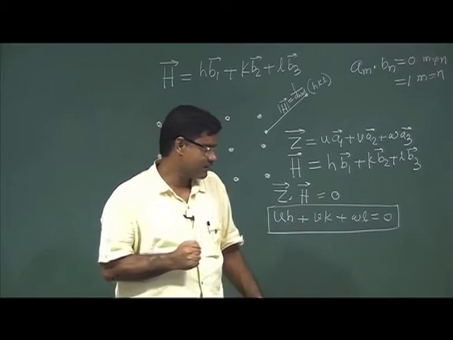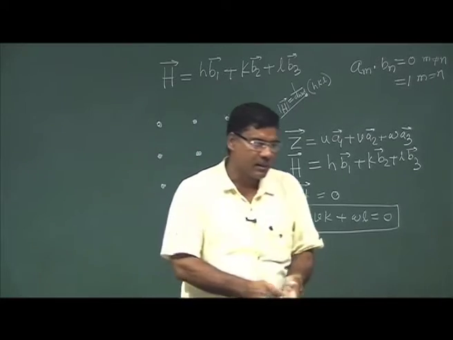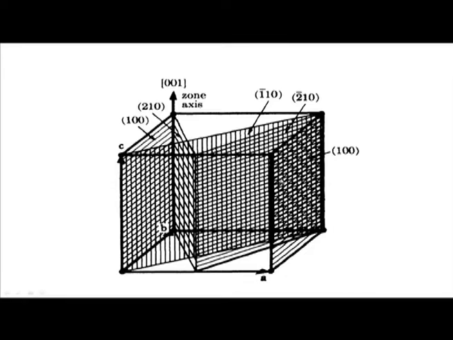How? Just see, in this particular example. These are general derivations, and in this example you see this: what is this z axis, what is the direction of the z axis?